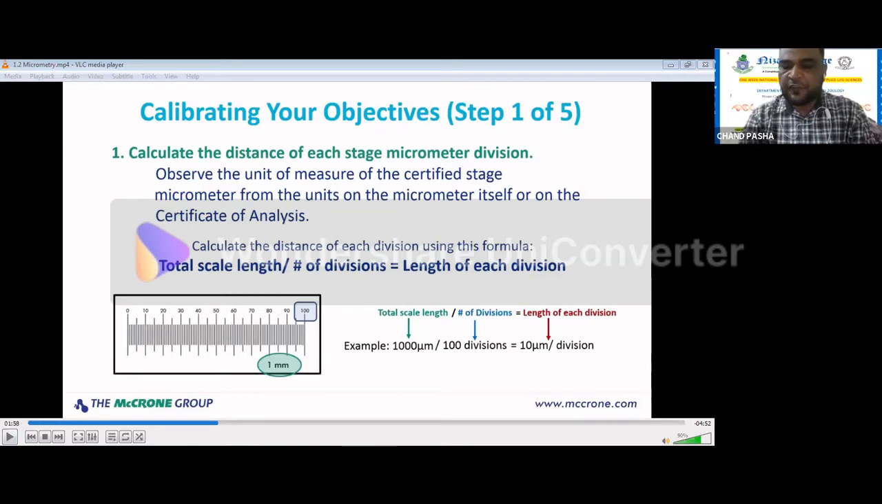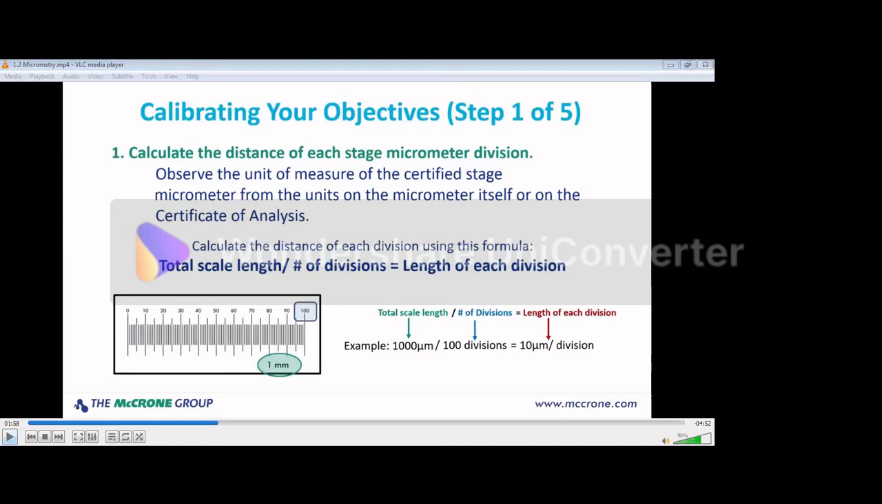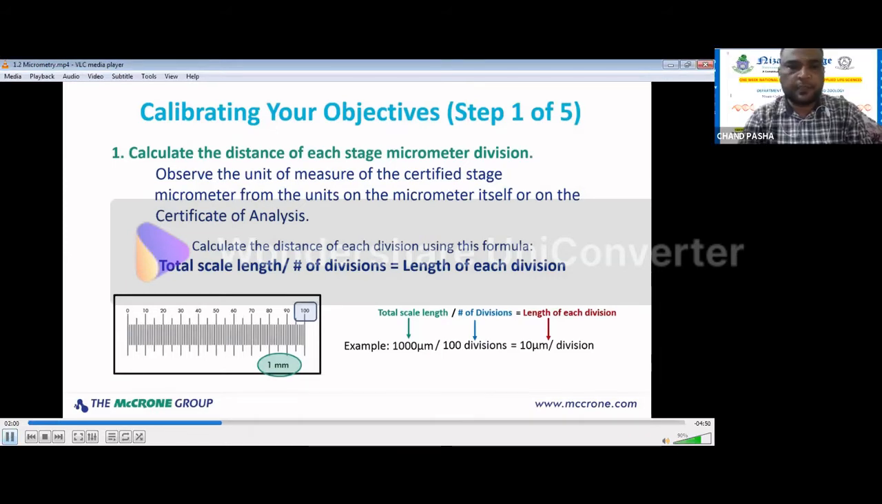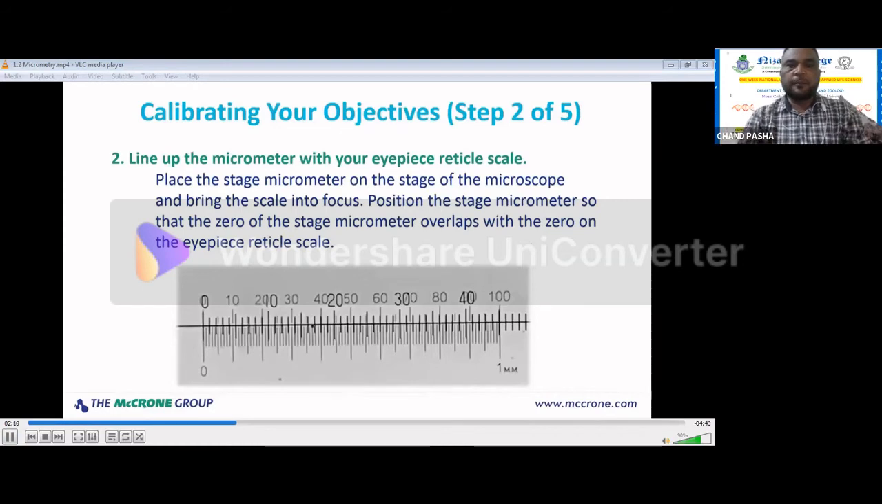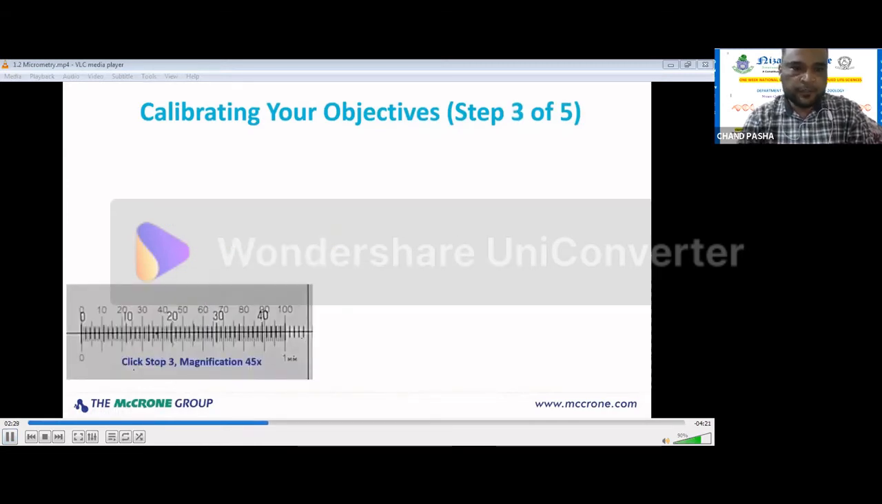This is the way to calculate the size of one division in the stage micrometer. So this first phase is over. Then in the second phase, you need to put your ocular micrometer in the eyepiece and superimpose. Both the ocular and stage micrometers are ready now. In the third step, the alignment, the 2 zero points should superimpose on one another like this.